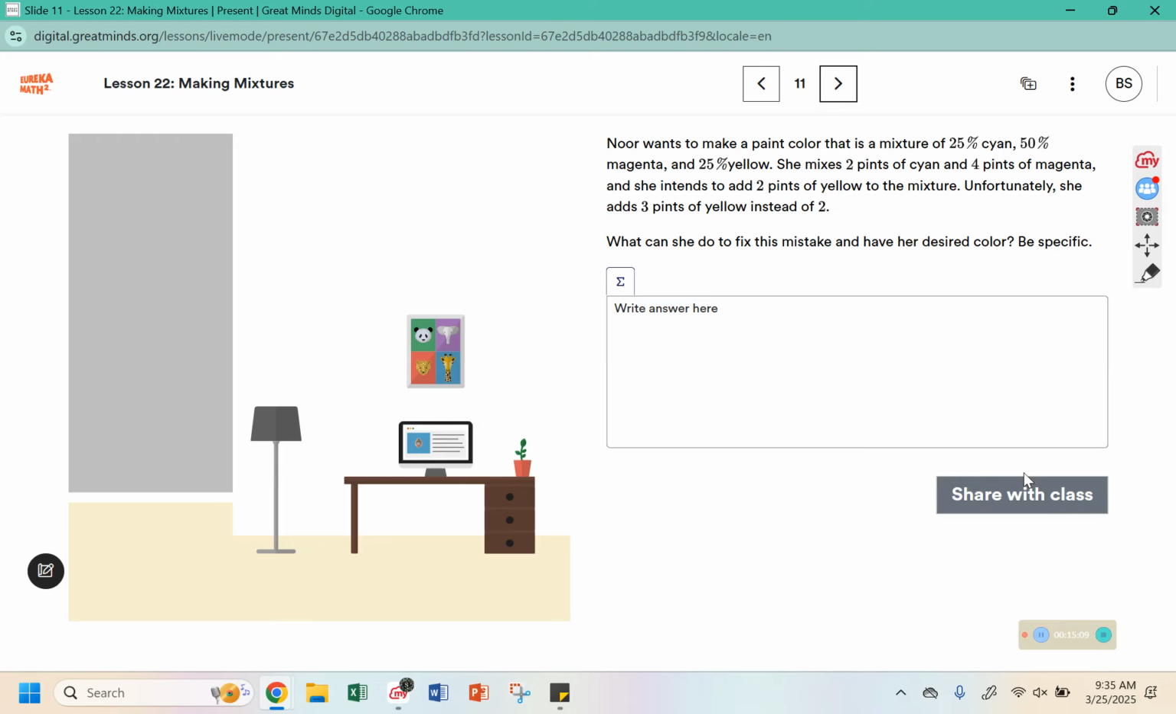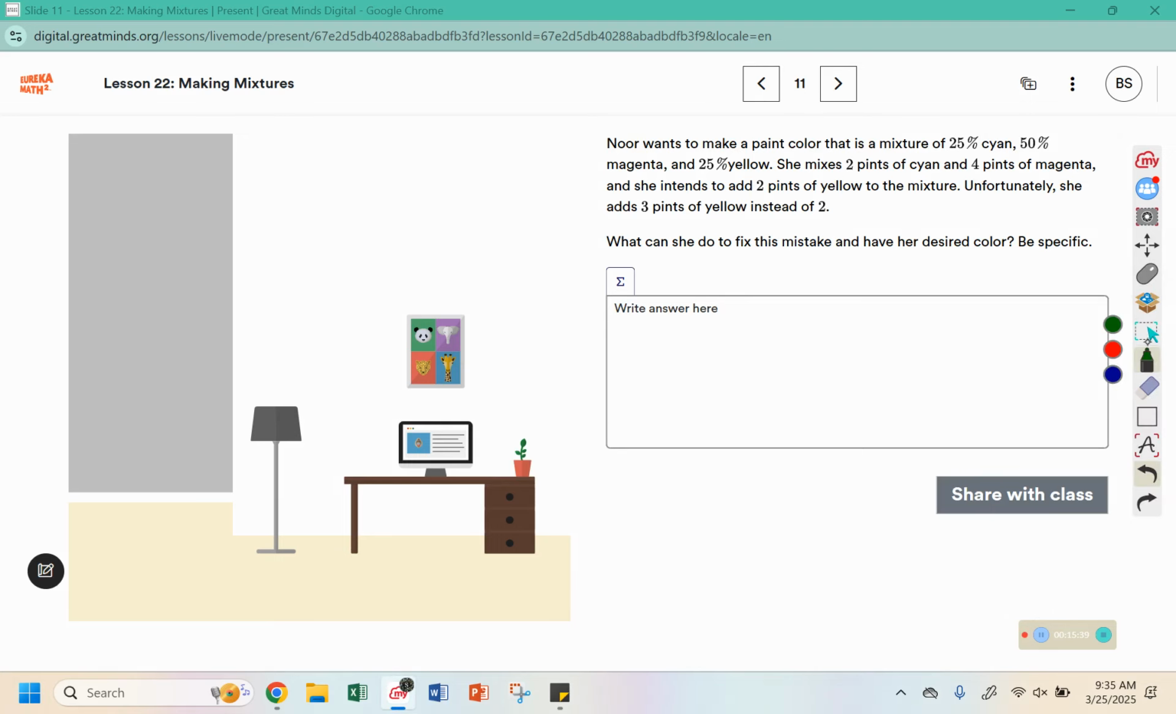Noor wants to make a paint color that is a mixture of 25% cyan, 50% magenta, and 25% yellow. She mixes 2 pints of cyan and 4 pints of magenta, and she intends to add 2 pints of yellow to the mixture. Unfortunately, she adds 3 pints of yellow instead of 2. What can she do to fix this mistake and have her desired color? Be specific.